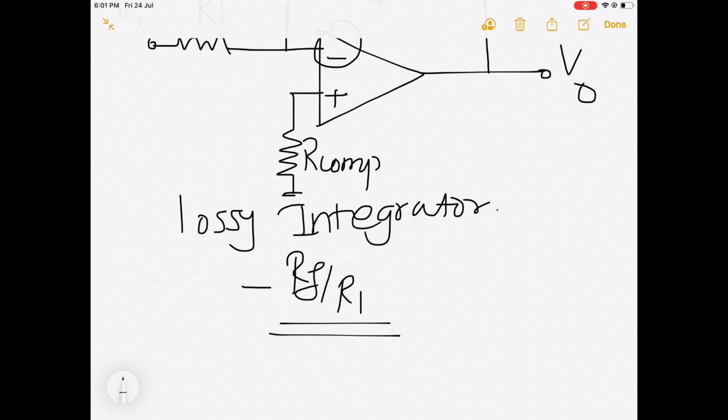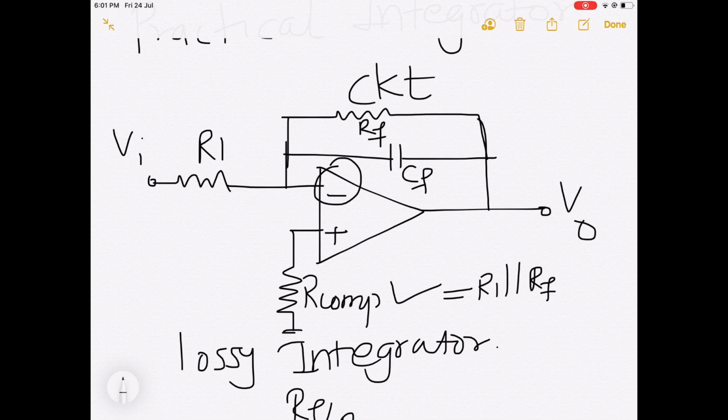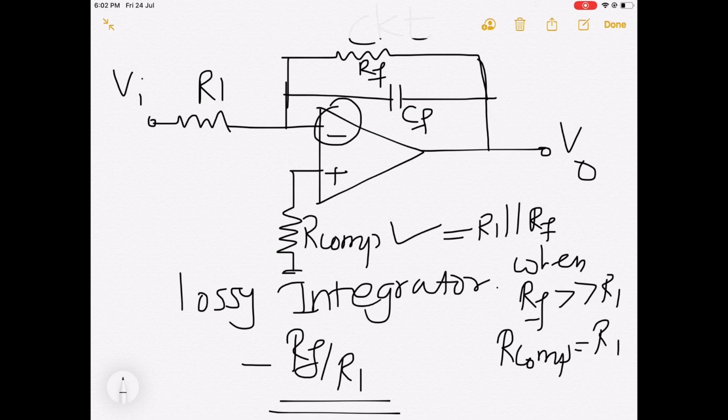Okay. So resistor RF plays a very important role when frequency is low. Then the resistor R comp is given by the parallel combination of R1 parallel RF. When RF is greater than R1, R comp can be considered equal to R1. Okay. These conditions we have to consider while designing an integrator circuit.